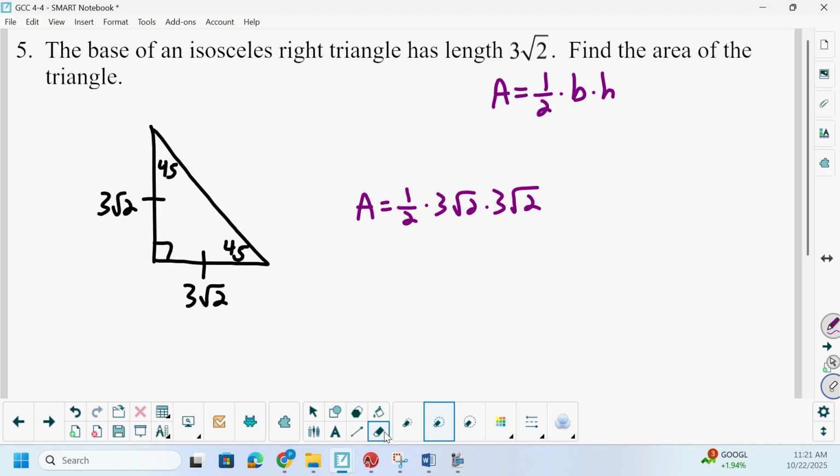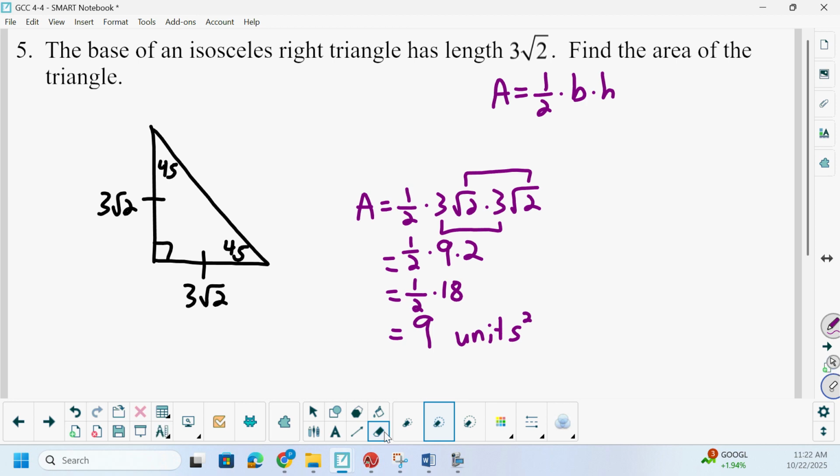So I'm going to multiply our square root parts first. So we're going to have 1/2. The 3 times the 3 out front will give us a 9. Square root of 2 times square root of 2, we know when we multiply a square root by itself, it's just the number underneath, so we have times 2. Well, this is going to be 1/2 times 18 now, or in other words, 9. Whenever you have an area, our units should be whatever the units are squared. If they don't give us units, we'll just write units squared.